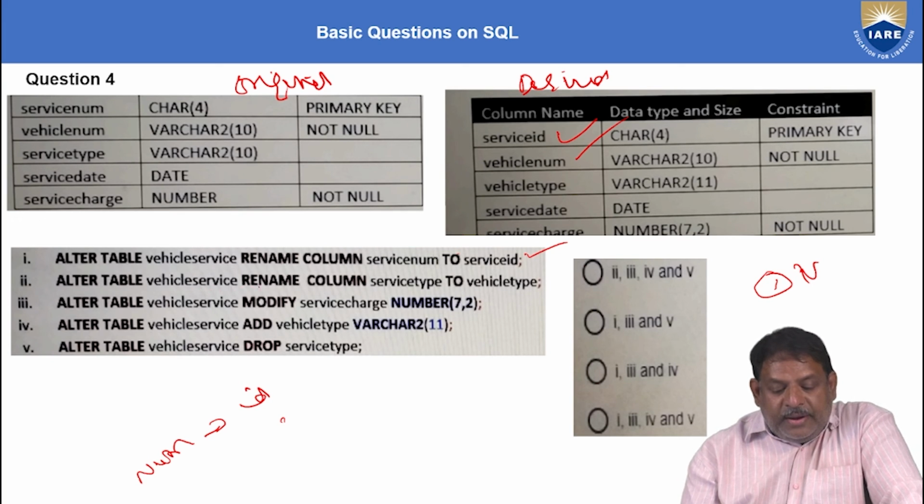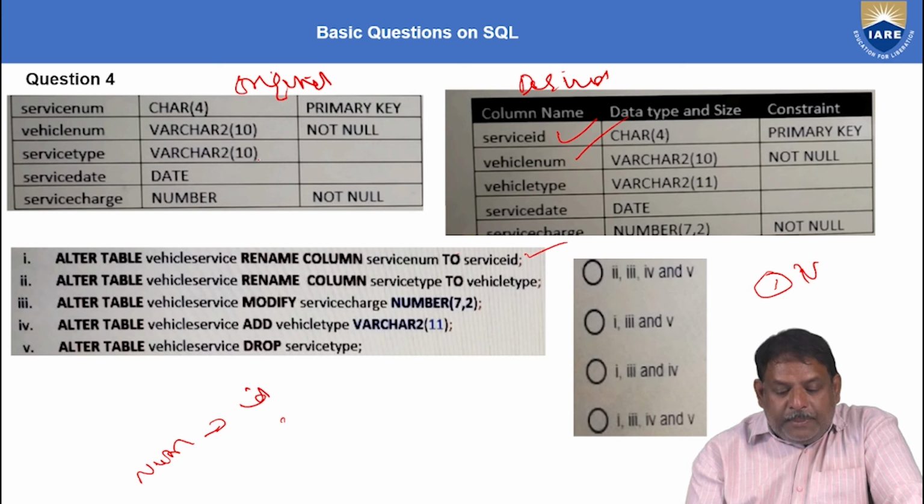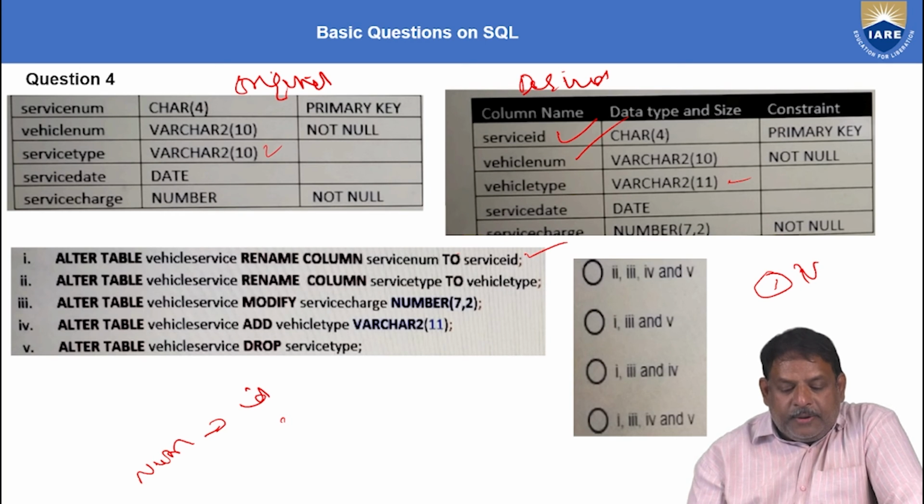Second is rename column service type to vehicle type. It is invalid because service type is varchar 10, and now it is 11. It is invalid. So 2 is not the right answer.